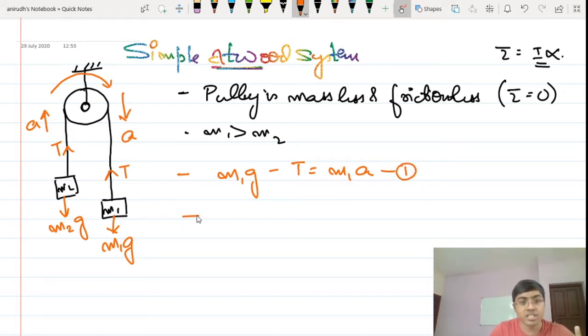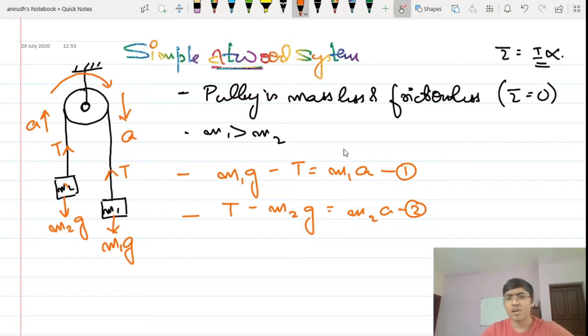Now my second equation will be centered around this m2. m2 is going upwards, that means tension is more here. So T minus m2g is equal to m2 multiplied by a. So we have two equations and two variables. Two variables are T and a. Just solve this. We have been solving this since every time a teacher comes to the class to take the concept of laws of motion, he or she will definitely teach you this kind of an equation. So there is no need of further explanation on how to solve this.